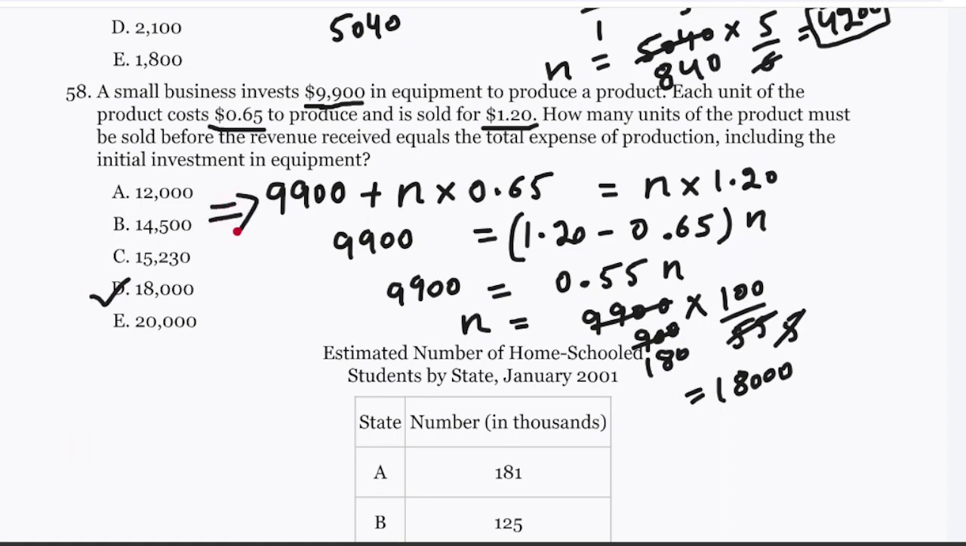Again, you have to understand this equation first. That's the point. Clear? Okay, and the next, 59 without. Here we go.